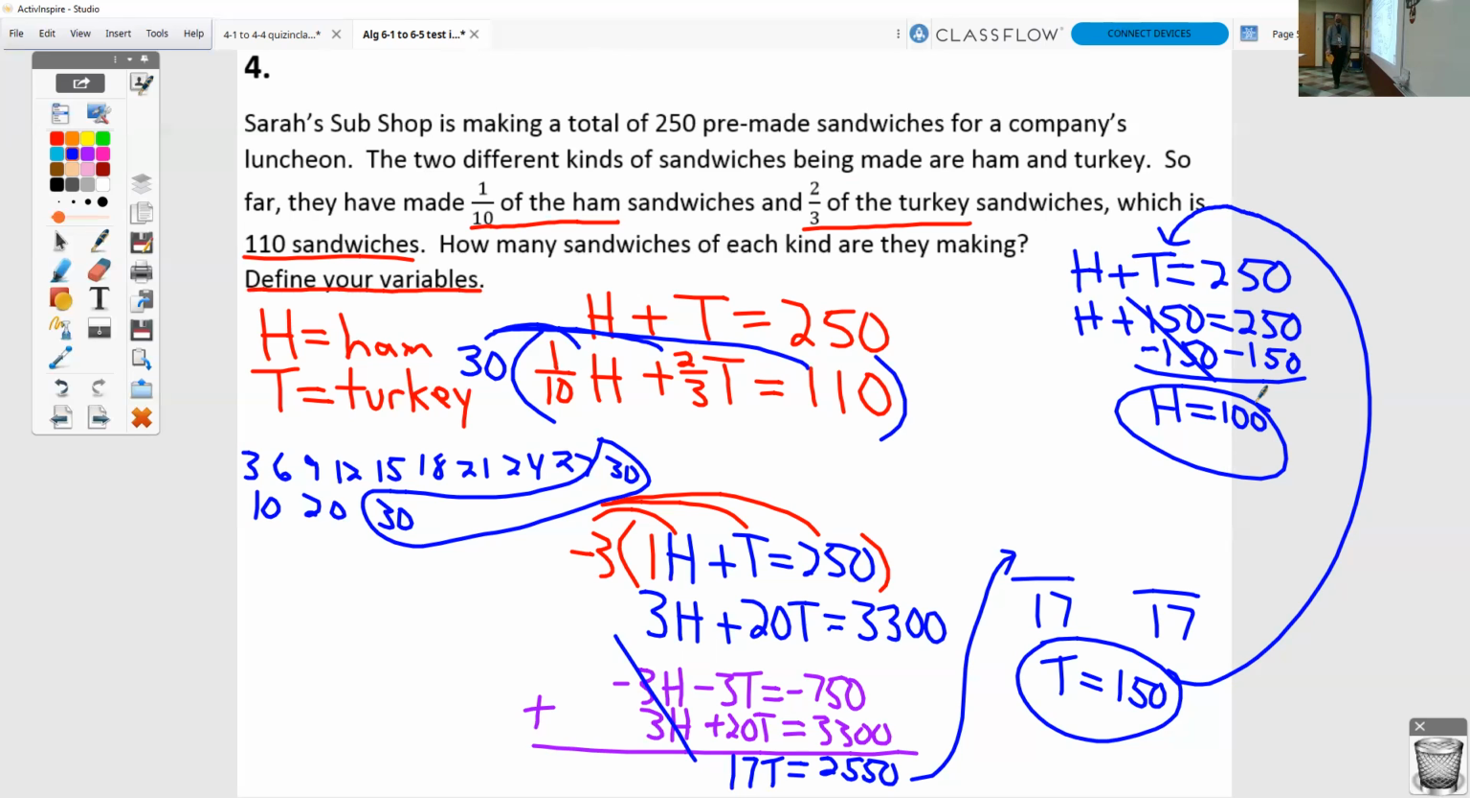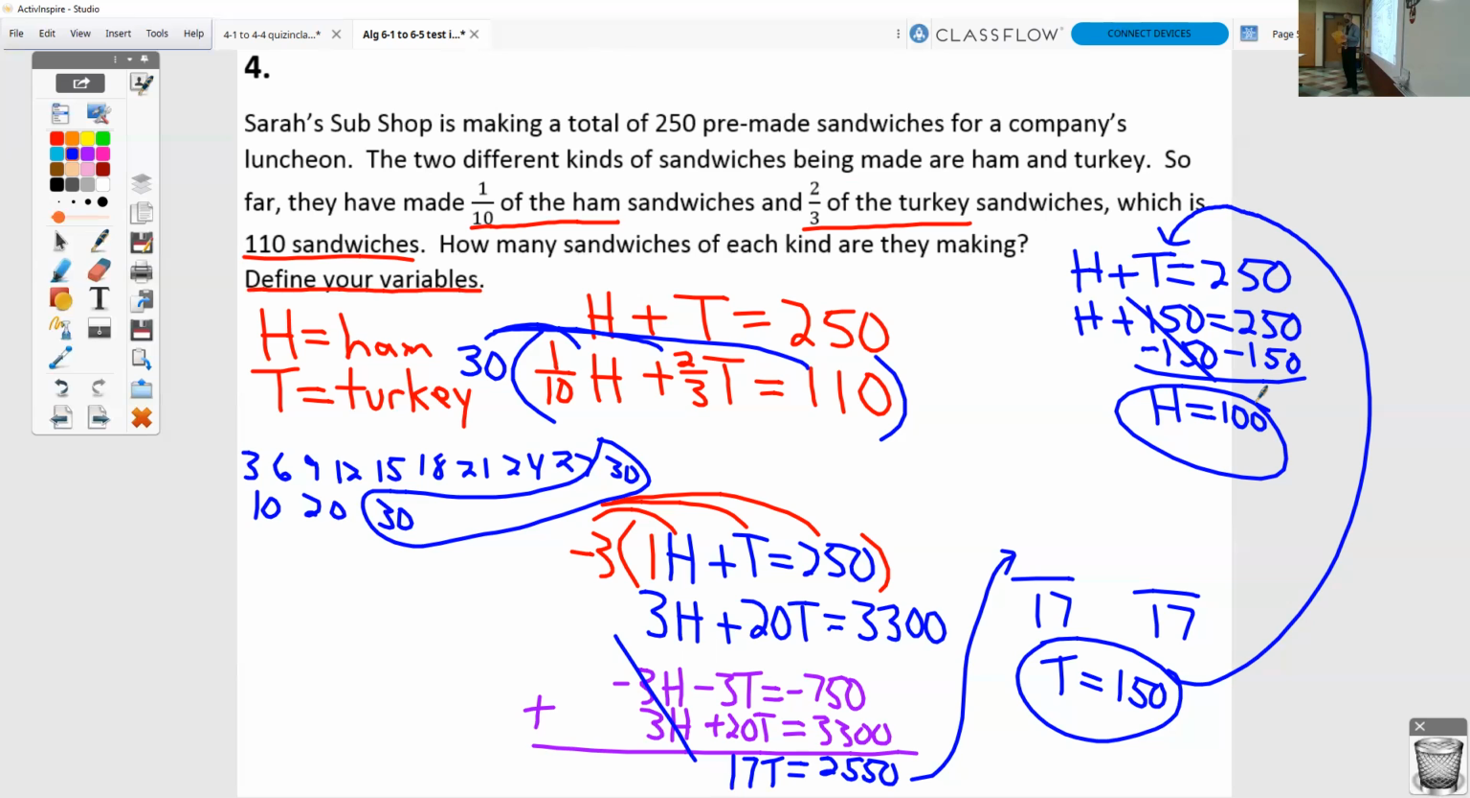If you solve the rest of this one correctly, we made opposites with the h's, so distribute. So we have a -3 and a +3. Add going down, those will cancel out. We end up with 17t equals 2,550. Divide by 17, you get t equals 150. So there are 150 turkey sandwiches. I think the top equation is way easier to sub into. So I subbed my 150 in for my t. H plus 150 equals 250. You get that h equals 100.